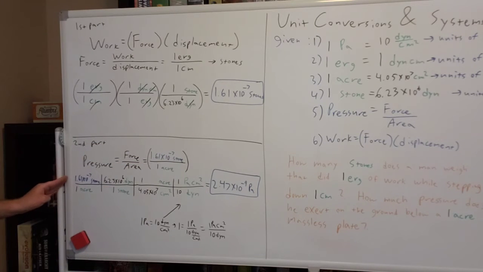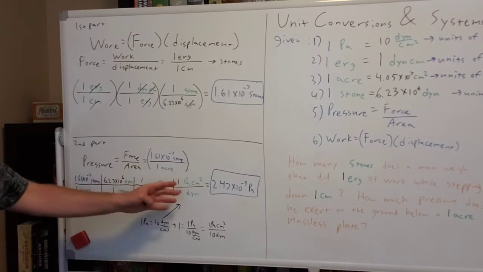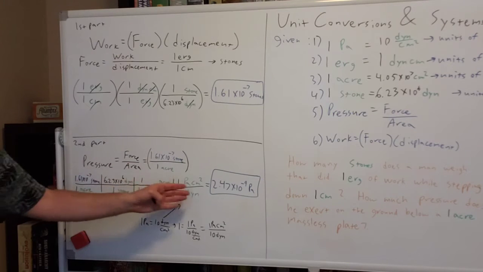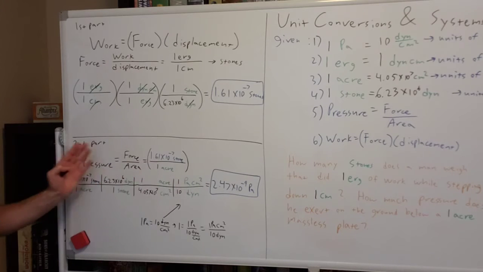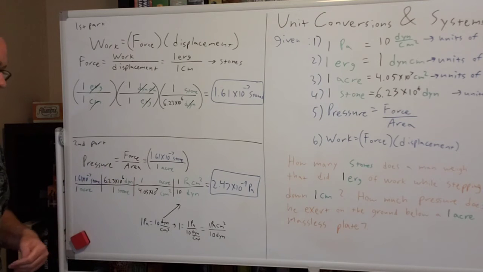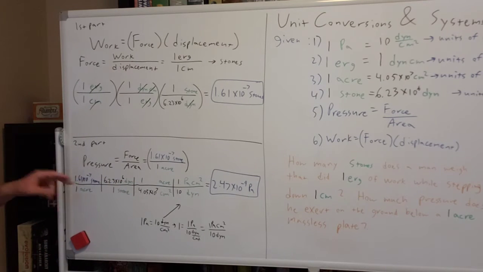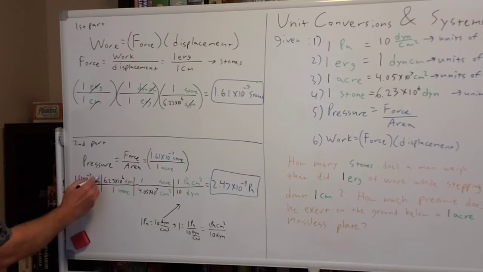All right, so if I put what I have, which is 1.61 times 10 to the minus 7 stones divided by 1 acre, and then I start building my track to remove what I don't want in order to get what I do want, which is pascals. So we've got to keep our target in mind. It's really easy to get lost in minutia going through one of these equations. So you start with this, and then you're building towards something. You're building towards pascals in this case. Okay, so in order to get rid of my stones, I'm going to use 6.23 times 10 to the 6 dynes per stone. That will get rid of my stones.